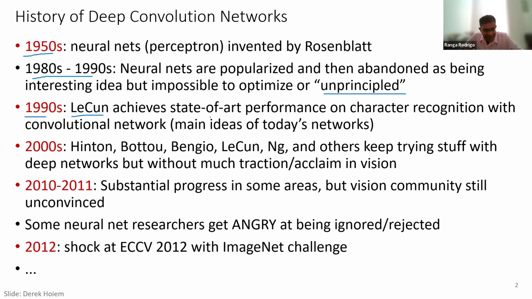Main idea of today's networks in general, except the transformers, but a lot of researchers ignored him, especially in computer vision. In 2000s, Hinton, Bottou, Bengio, LeCun, and others keep trying stuff with the deep networks, but without much traction or acclaim in computer vision. So the computer vision community did not regard them. So some researchers do not still publish in computer vision, although it's the highest ranked area of publications. 2010 to 11, substantial progress in some areas, but the vision community still unconvinced.